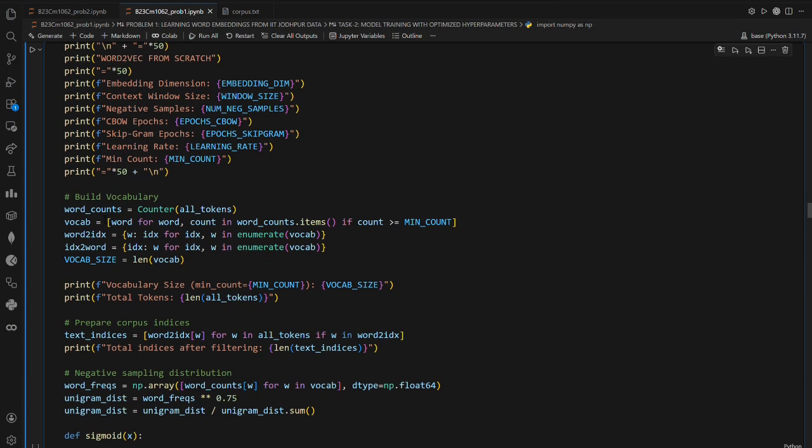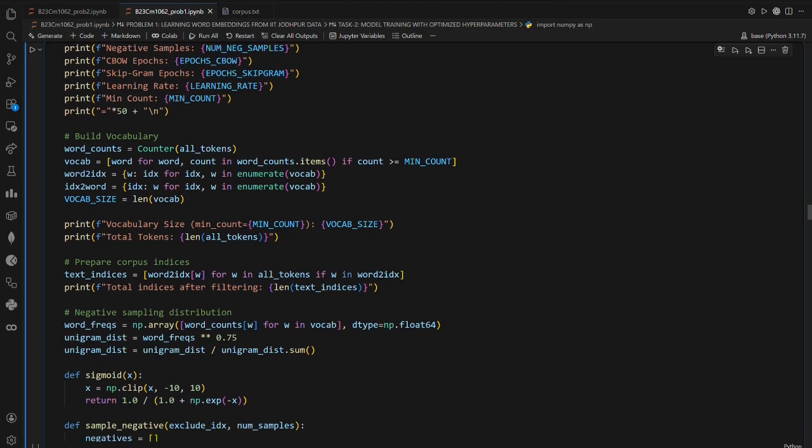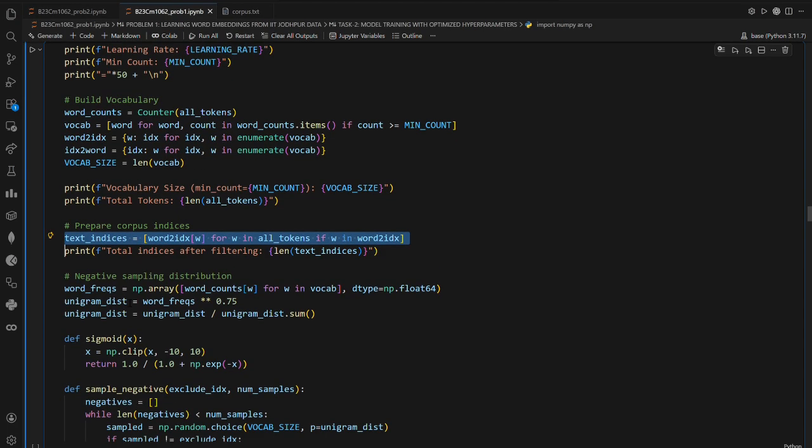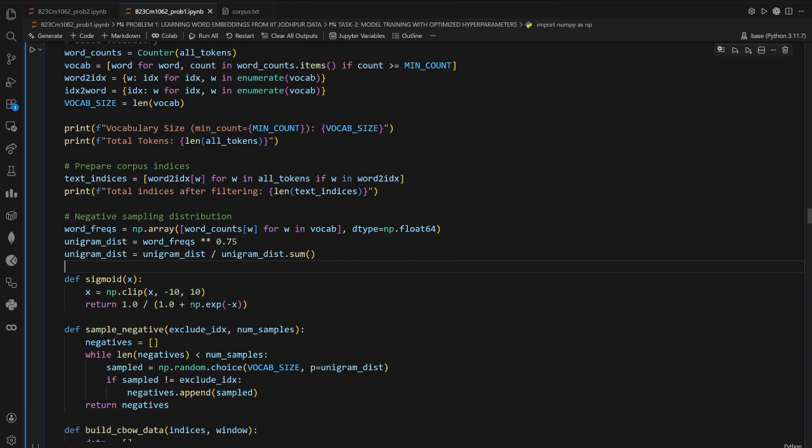Then we move on to the vocabulary creation. Here we are creating the vocabulary by tokenizing the corpus. Next, we are converting those texts to indices. Here we are creating the negative sampling. So you can see this creates the probability distribution for the negative sampling. We raise frequencies to the power of 0.75. This is a key trick from the original word2vec paper to balance frequent and rare words.